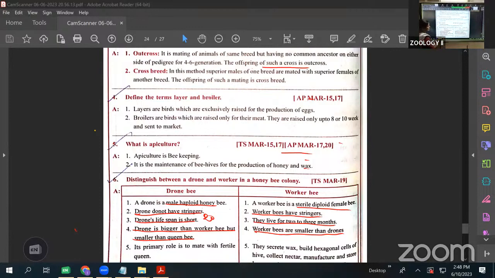Next, the drone's primary role is mating with the queen bee. The workers secrete wax, build hexagonal hives, collect nectar, and manufacture royal jelly. This is the difference between drone bees and worker bees.